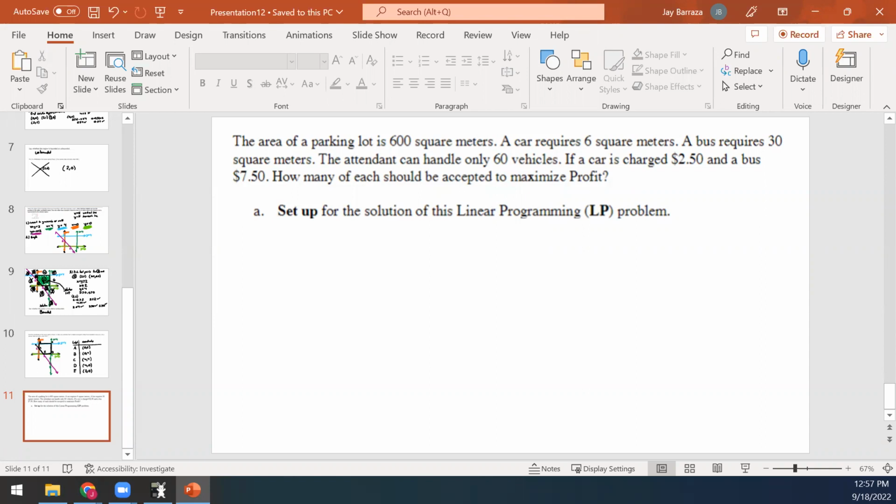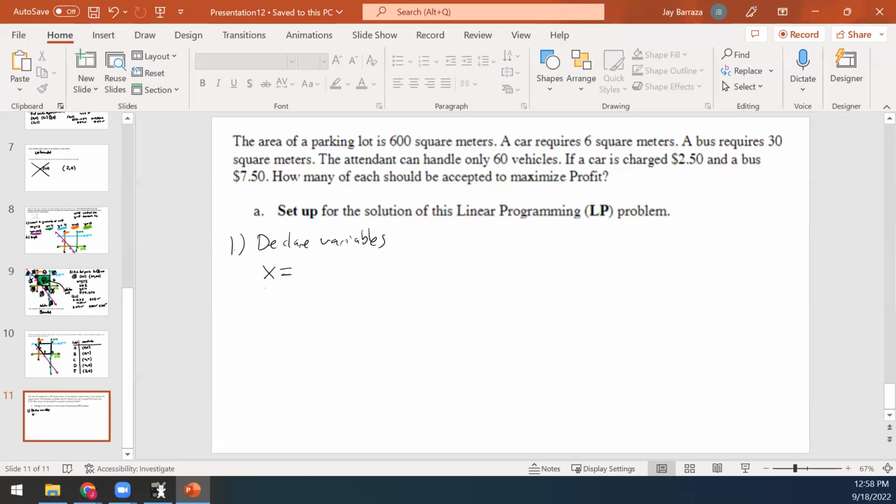So step number 1, what I would do is declare variables. Okay. What are your variables? That's the first thing you want to do. So we have a parking lot that has 600 square meters. A car requires 6 square meters. A bus requires 30 square meters. The attendant can only handle 60 vehicles. If a car is charged $250 and a bus is charged $750, how many of each should be accepted to maximize profit? So first thing, let's declare a variable.